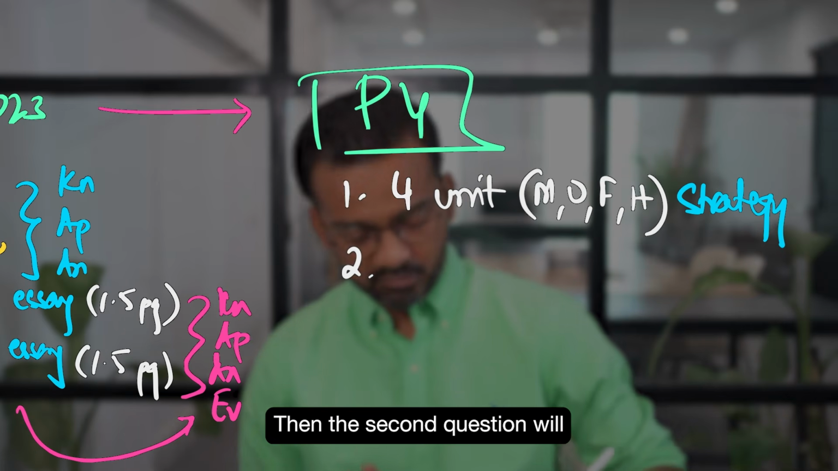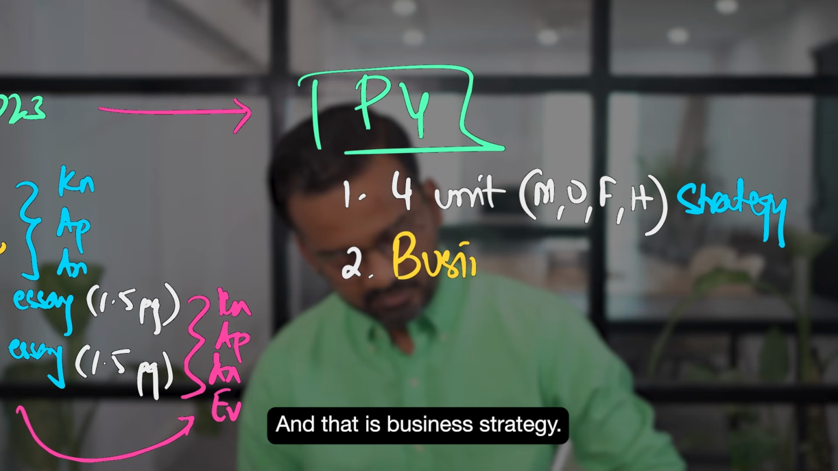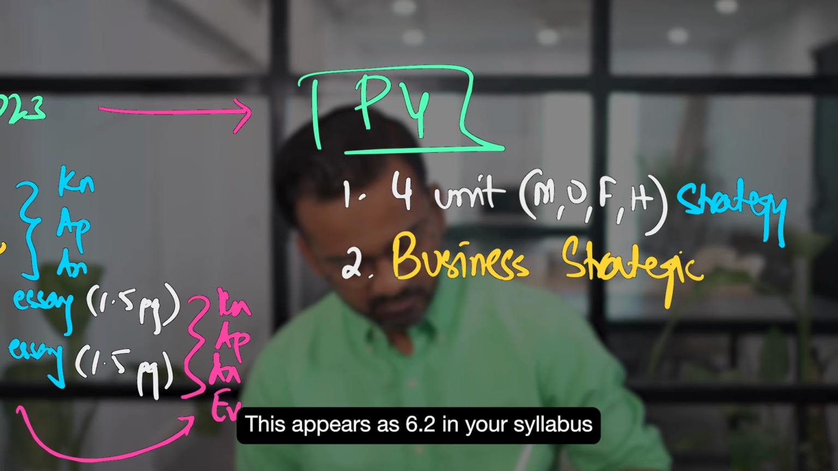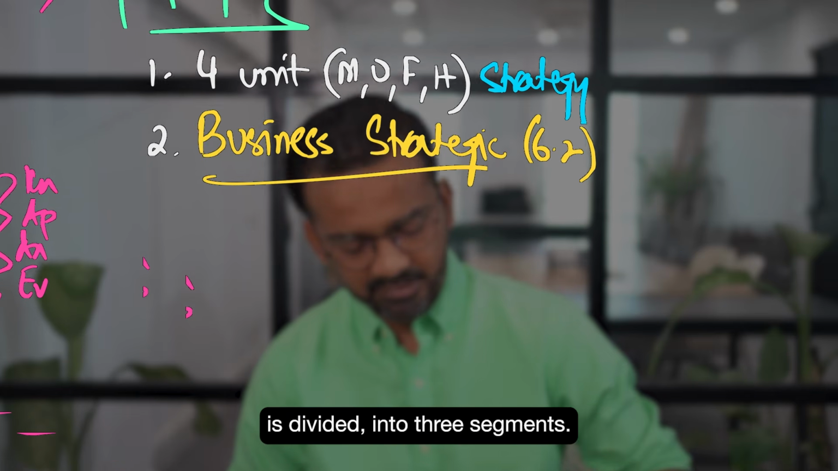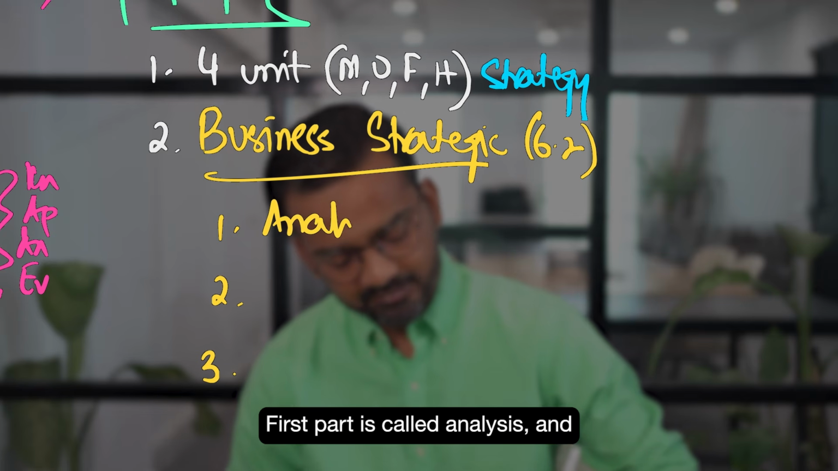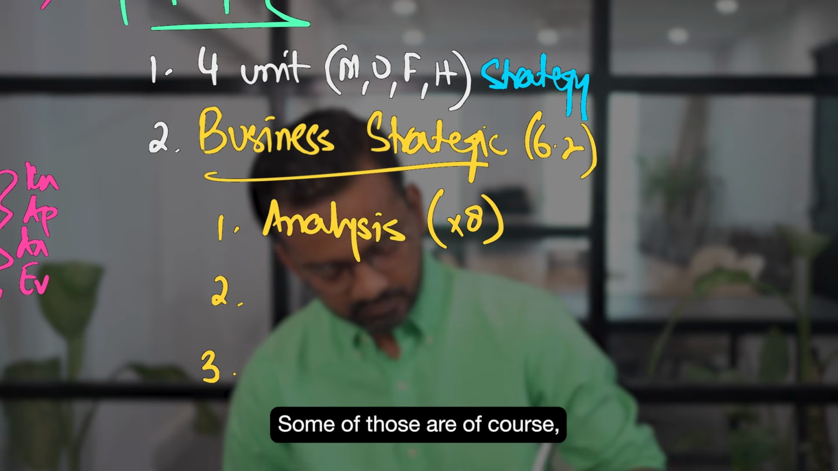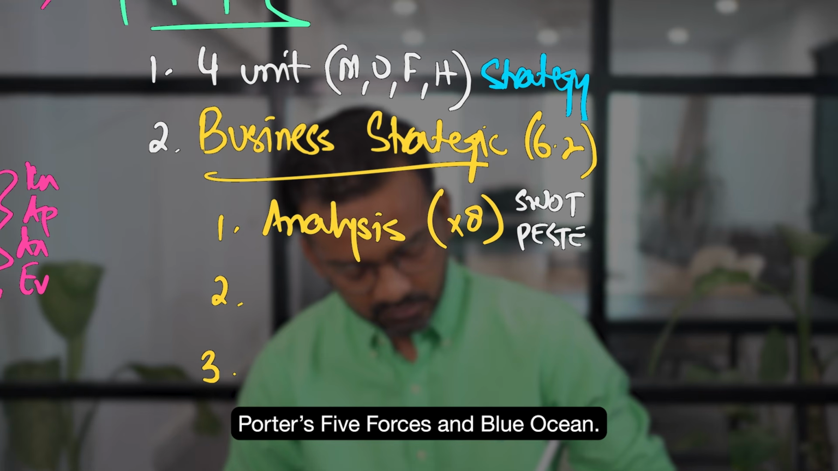Then the second question will be dedicated to one topic, and that is business strategy. This appears as 6.2 in your syllabus, and the part about business strategy is divided into three segments. First part is called analysis, and there are 8 techniques in it. Some of those are, of course, you will know by now as SWOT, PESTEL, Porter's 5 Forces, and Blue Ocean.